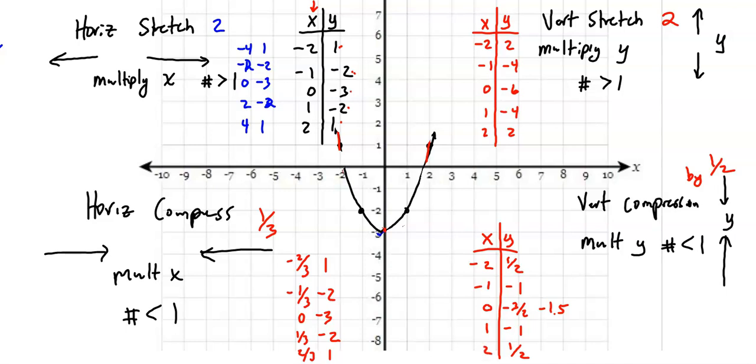Let's plot that. Left 2, up a half. Left 1, down 1. 0, negative 1.5. 1, negative 1. And then 2, positive 1/2. And my new shape looks something like that. So everything got smashed inwards towards the x-axis by a factor of a half. It's almost like gravity just grabs the points and yanks them half the distance towards the x-axis.